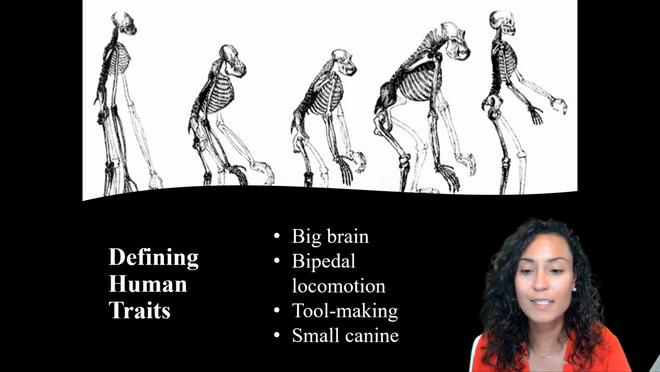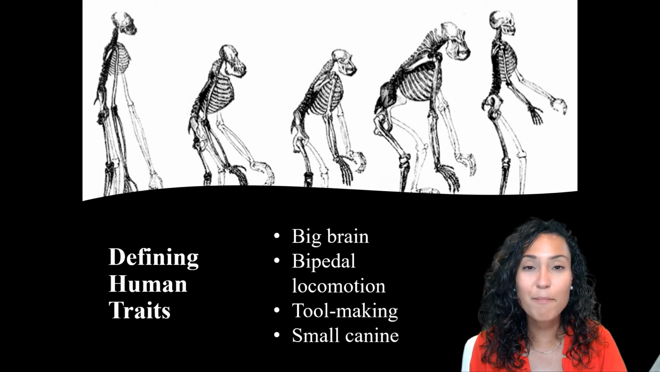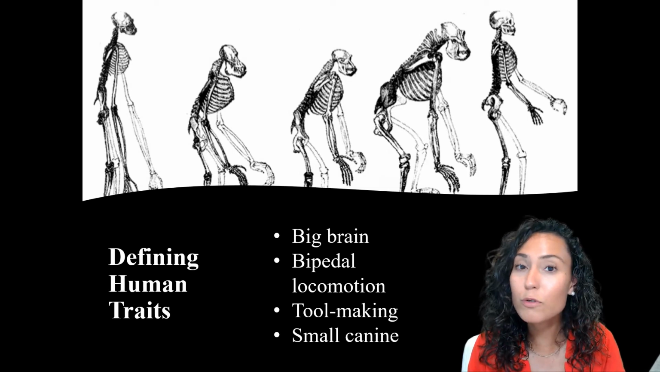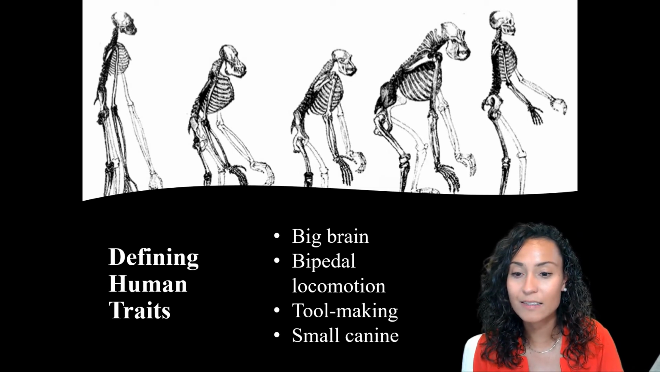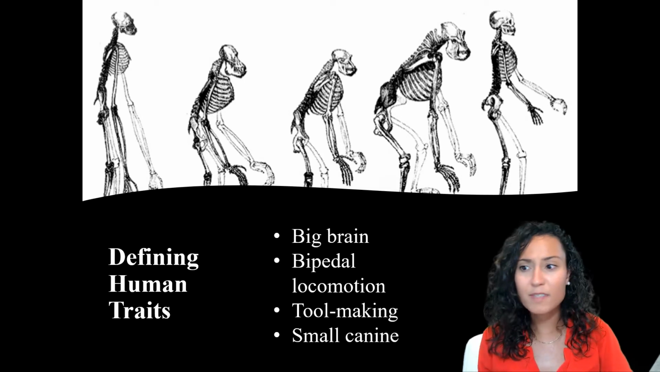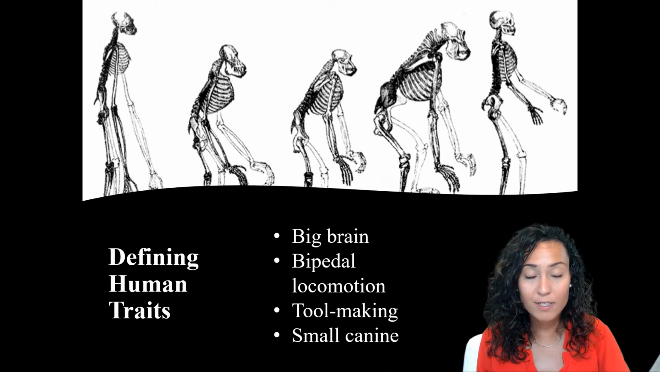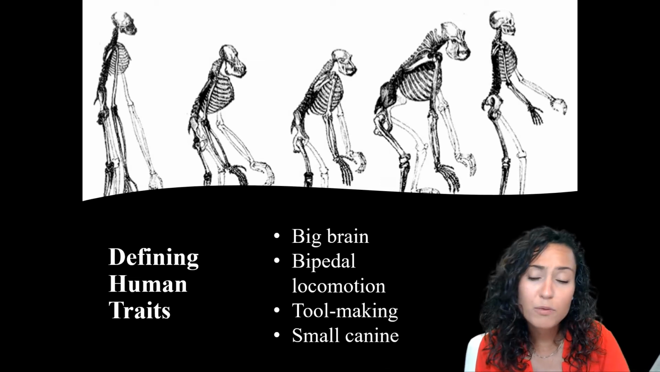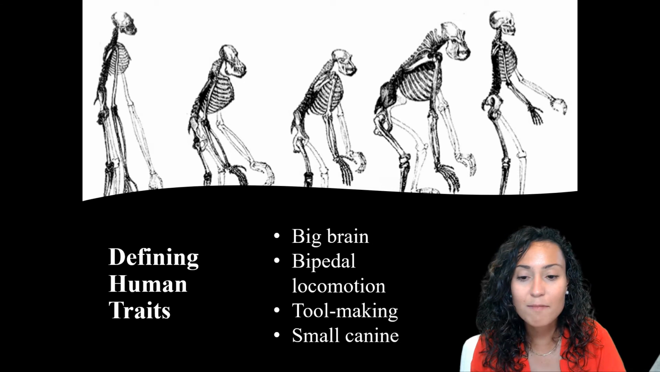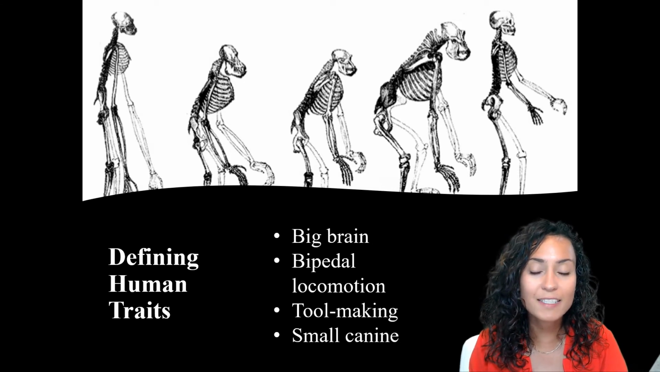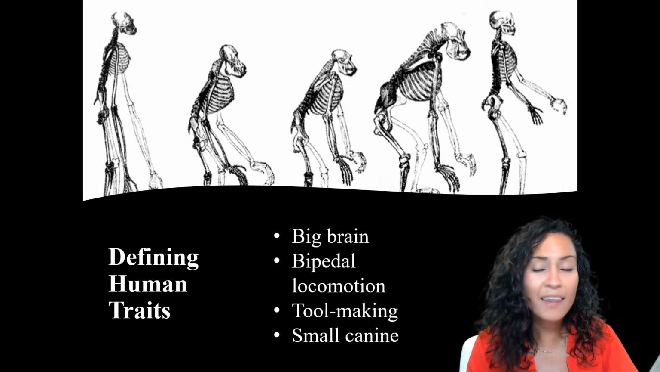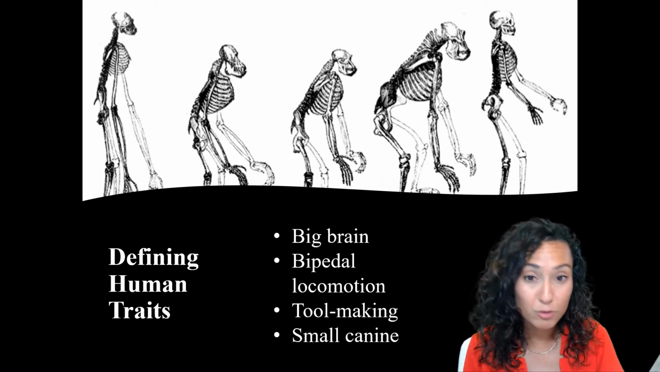For Darwin, the transition from ape to human was defined by four basic characteristics: a big brain, bipedal locomotion, tool making, and small canine teeth. One of the major questions of the 19th century was which of these four characteristics occurred first. Up until about the mid-20th century, archaeologists largely believed that it was the big brain that developed first and distinguished our hominin ancestors from other apes. This first development of the brain then led to other things like bipedalism and toolmaking.